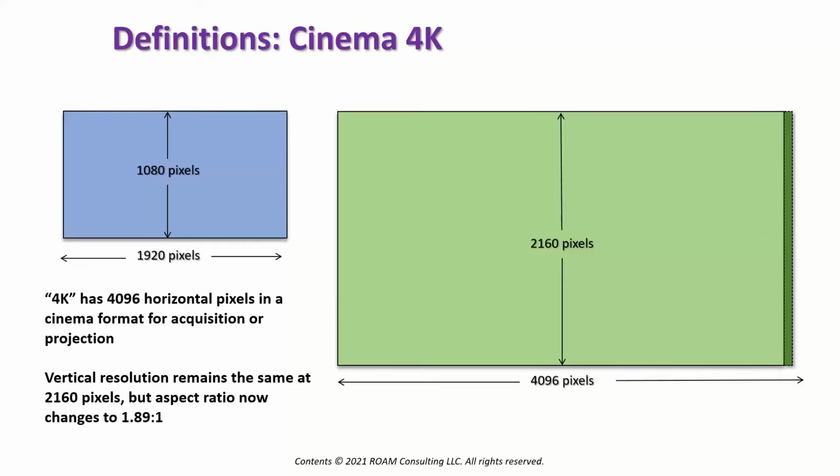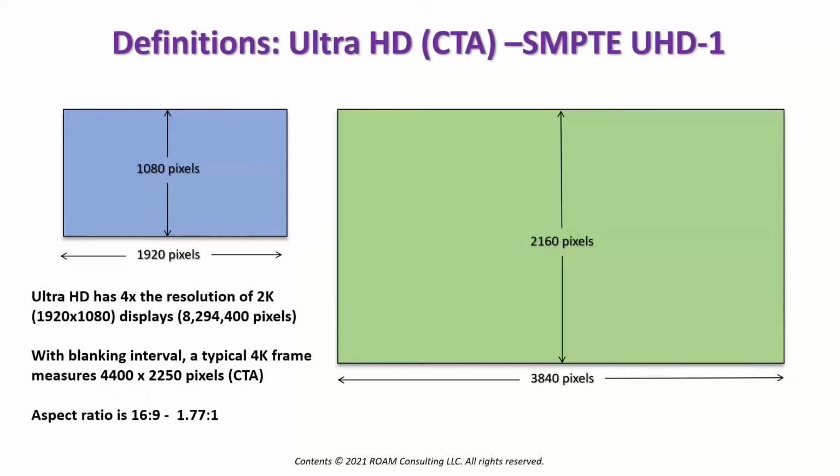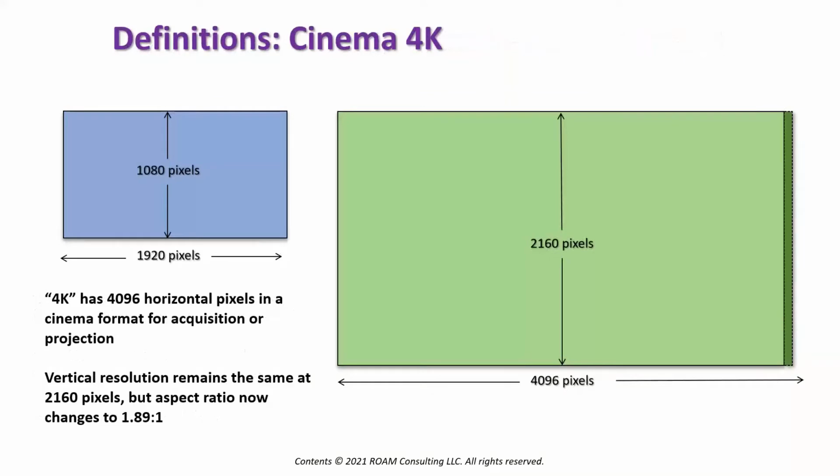So Ultra HD, technically speaking, really isn't 4K. We just use that term to describe it. Ultra HD is a more accurate description of it. And the Society of Motion Picture and Television Engineers classifies it as Ultra HD-1, UHD-1. But Cinema 4K is a true 4K resolution because it has at least 4,000 pixels in one direction.